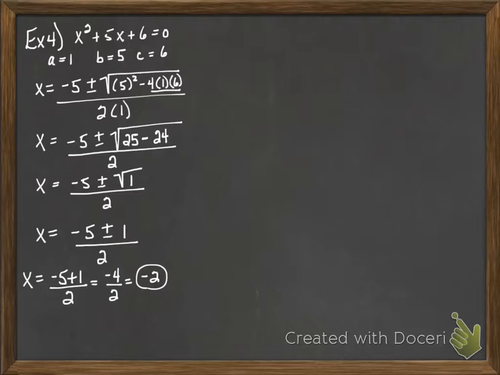You've got to do plus 1, and then you've got to come back and do minus 1. So my first answer comes from the plus 1. My second answer is going to come from the minus 1. So I'm going to do negative 5 minus 1, still divided by 2. Negative 5 minus 1 is negative 6. And negative 6 divided by positive 2 is a negative 3. So my 2 solutions are negative 2 and negative 3.